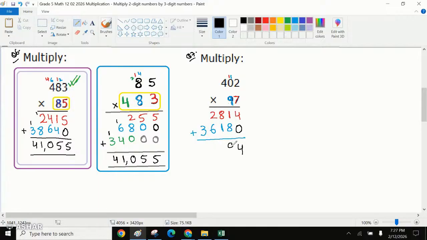When we add them together, 4 plus 0 is 4. 1 plus 8 is 9. 8 plus 1 is 9. 3 plus 6 is 9... 3 plus 2, 3 plus 6 is 8, and 3. So the answer comes out to be 38,994. I'll just confirm by calculator. Yes, perfect. 38,994 is the answer. This is the easier way to do the question, to keep the bigger number at the top. Always try to keep the bigger number at the top.